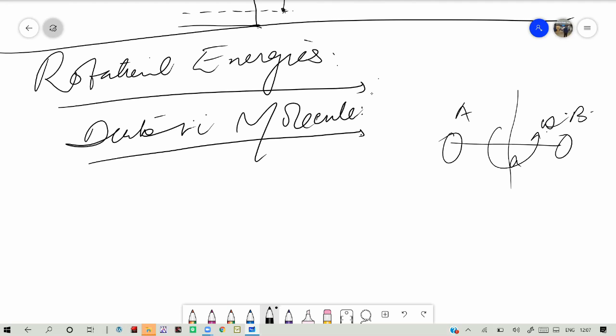Then the energy of this molecule is given by E equal to h cut square by 2I. There is an L actually, angular momentum. It's not orbital angular momentum here in the case of a molecule. It's not conserved actually like in the atom. It is L into L plus 1 here.